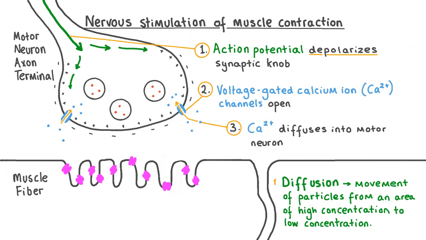Remember that diffusion is the movement of particles like these calcium ions from an area of their high concentration to an area of their low concentration. There's a small gap at each neuromuscular junction between the motor neuron and the muscle fiber called the synaptic cleft. As the concentration of calcium ions was higher in the synaptic cleft than it was in the motor neuron axon terminal, they can diffuse in passively.